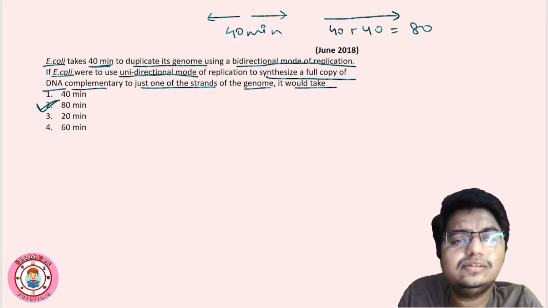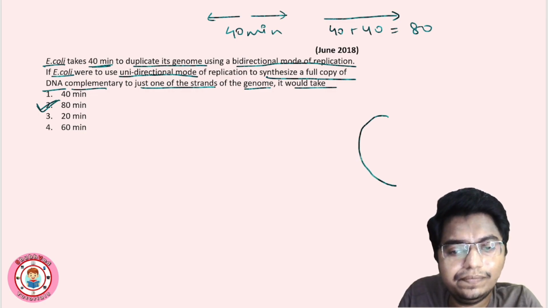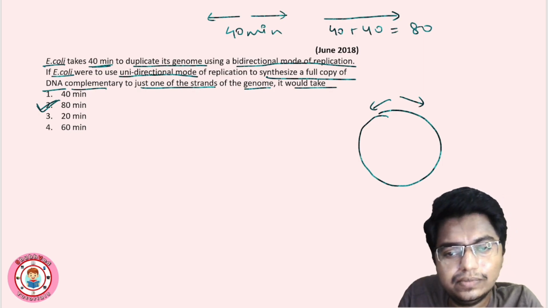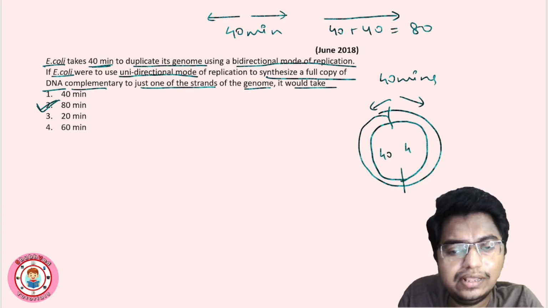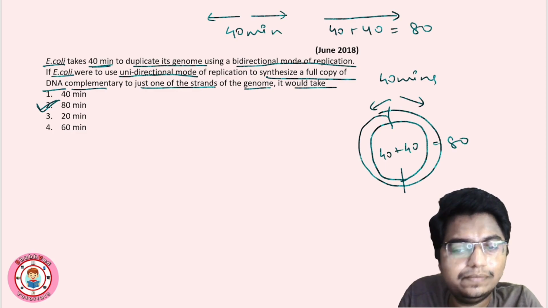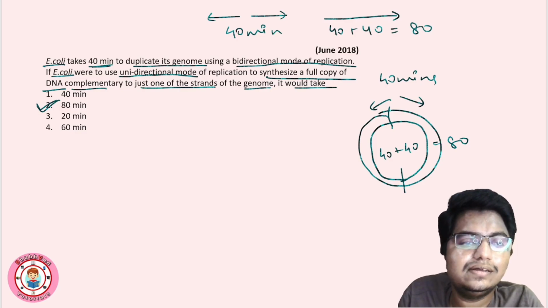And unidirectional means completing the whole thing. This is a circular chromosome. If bidirectional replication has to occur, it takes 40 minutes. If one direction has to complete everything, this 40 is for half, so 40 plus this 40 will be 80, right? Half.